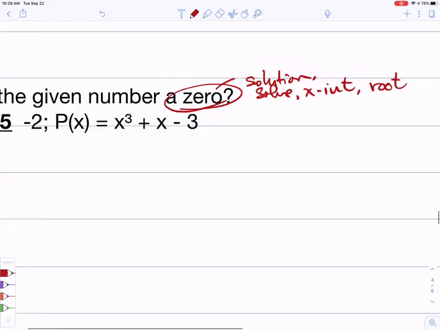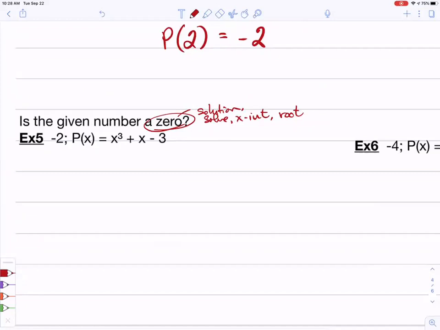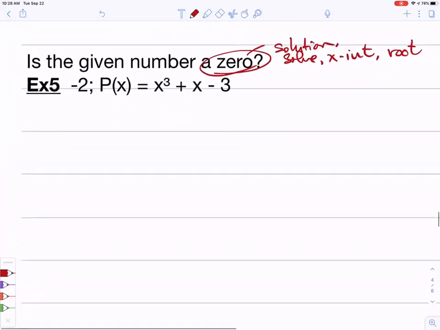Okay, so I could say the same set of directions. I could say, is the given number a solution? Is the given number an X-intercept? Okay. So let's find out. What I want you to do is work through synthetic substitution. Don't say anything. You work through the synthetic substitution on example number 5 and tell whether or not this is a 0. Is the given number a 0?